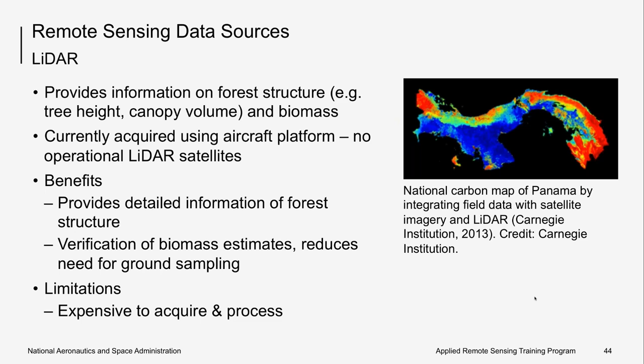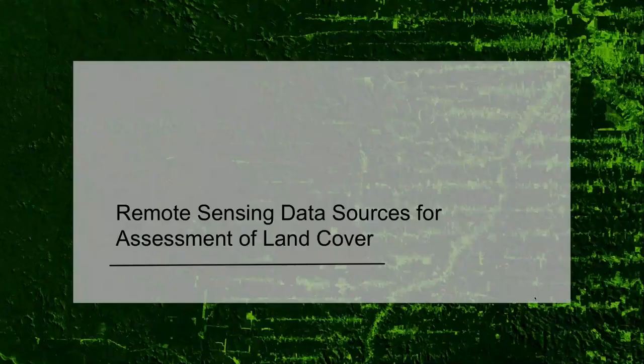The image on the right provides an example of the first time an entire country, Panama, was mapped with LiDAR data. So the combination of field data, satellite data, and LiDAR allowed researchers to account for variations in carbon patterns from differences in elevation, slope, climate, and canopy cover.